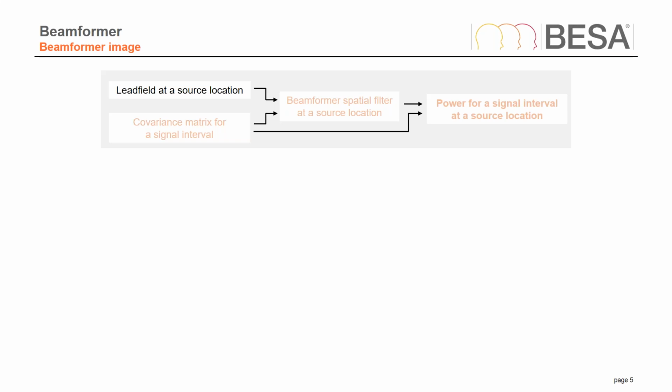For example, I want to contrast the activity in a time interval after a stimulus with the activity in the baseline. Then I need the following ingredients to compute the beamformer image value. I need the lead field at a source location. I need the data covariance matrix for a signal interval. These two give me the beamformer spatial filter at a source location. And applying the spatial filter again on the data covariance interval, this gives me the power for the signal interval at a given source location.